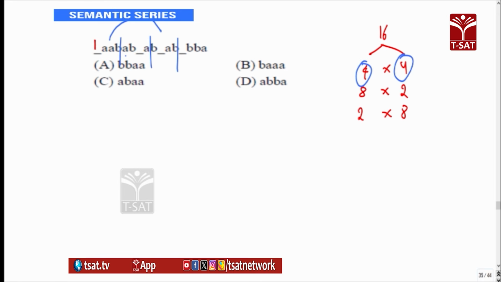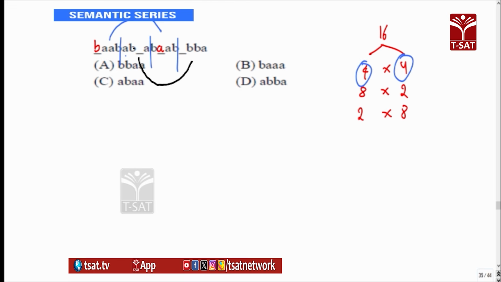If I keep here B, it becomes B, A, B. Here also if I fill with A, B, A, B. So now these two are common. Obviously, when these two are common, the remaining two will also be common.